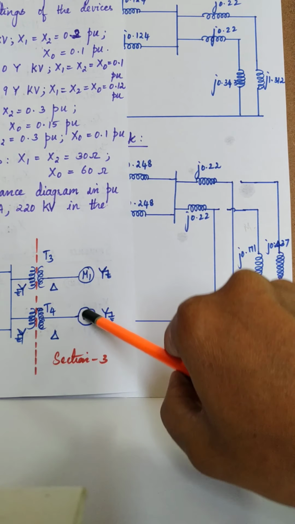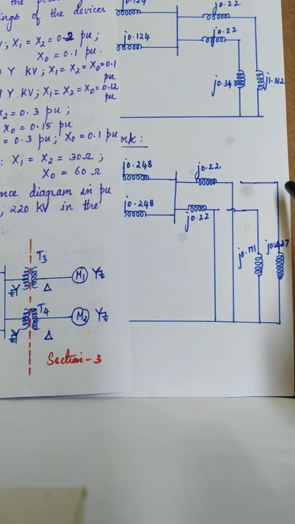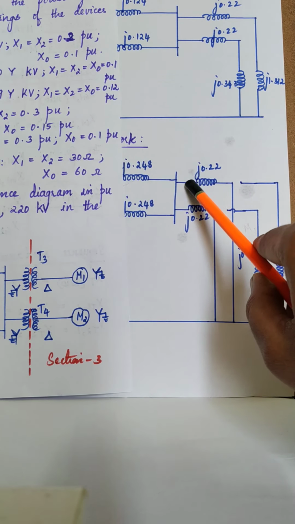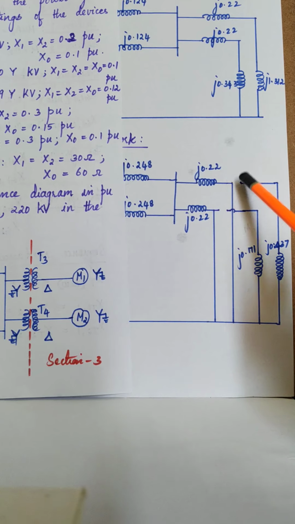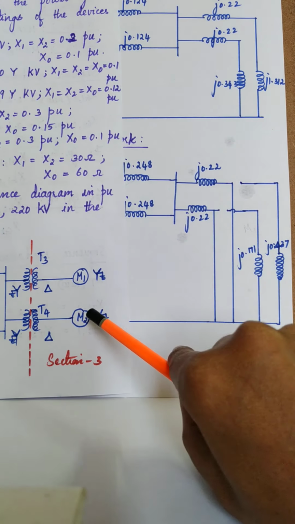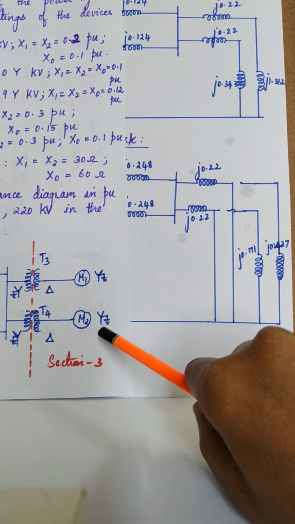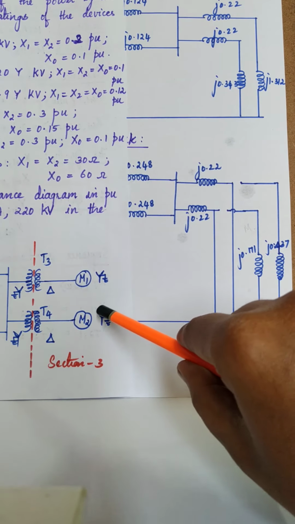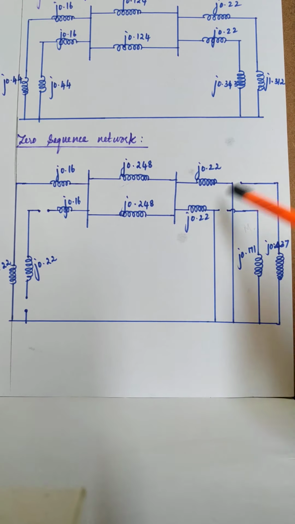Coming to M2, it is also similar to M1. j0.22. On the primary side it is star, close the series switch. The secondary side is delta, close the shunt switch and leave the series switch open. Then represent this motor by a reactance. No need of 3Zn because there is no neutral reactance for the grounding. So this is the zero sequence network.